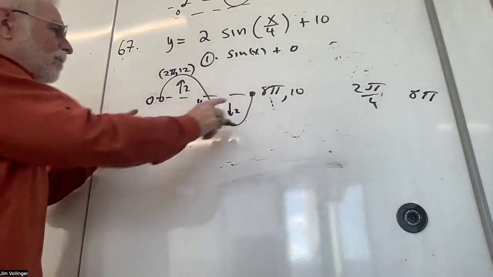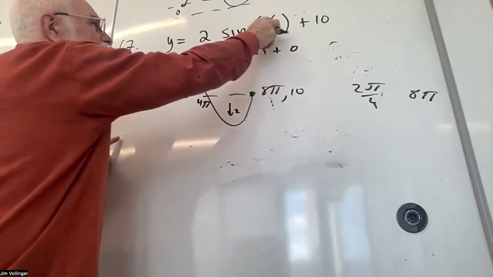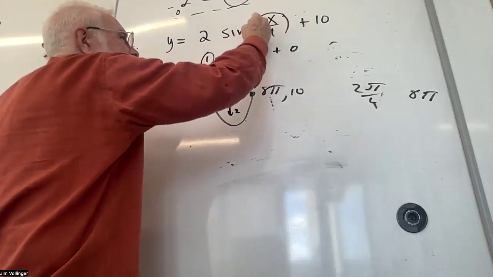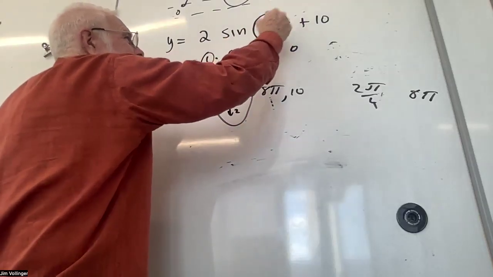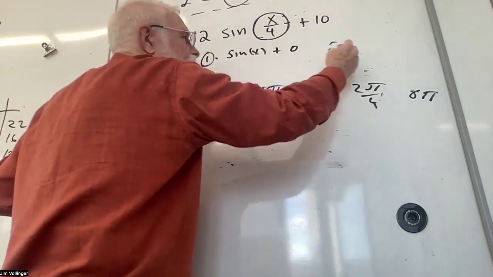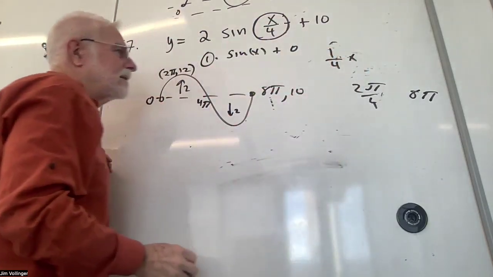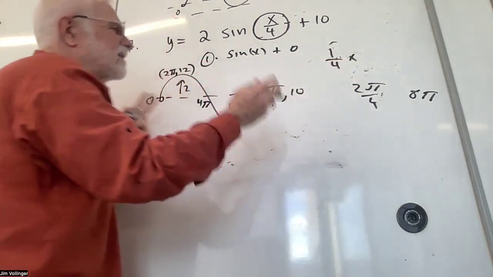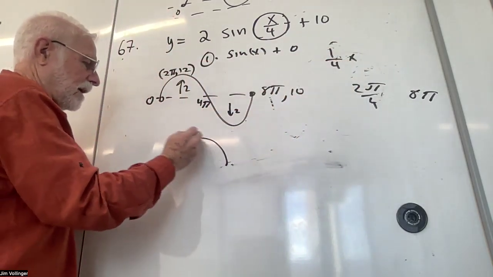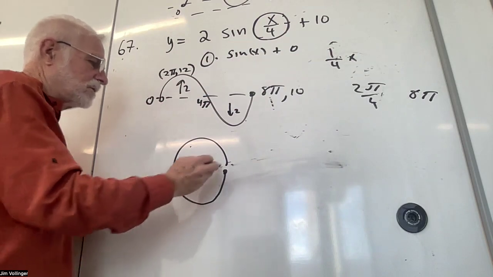All right, now how did I know my period was 8 pi? Because this regulates how fast I go around the circle. And that is really 1/4 times x. So let's say x, which represents angles. And I go around the circle at a certain speed.